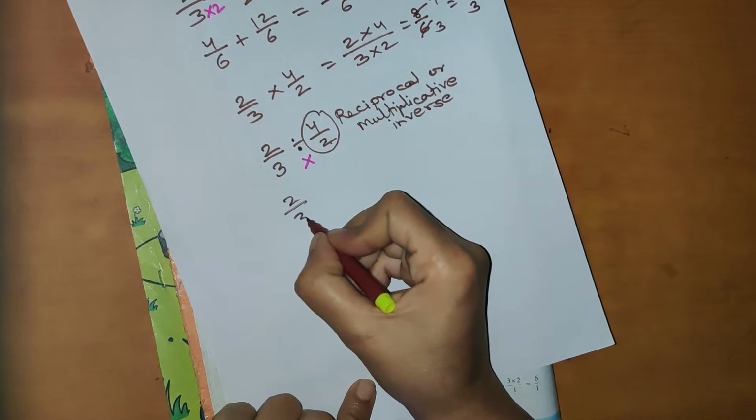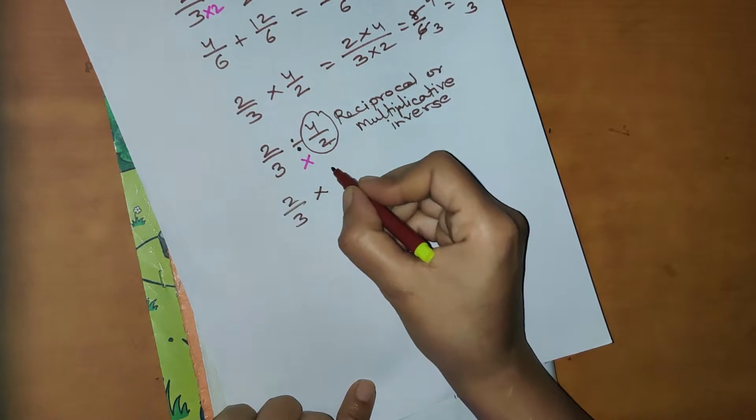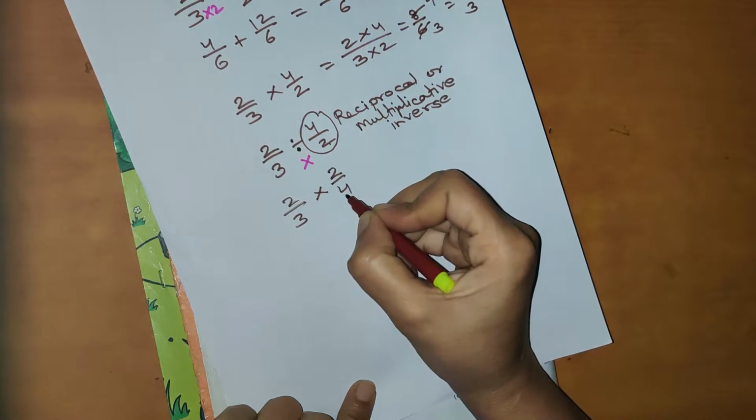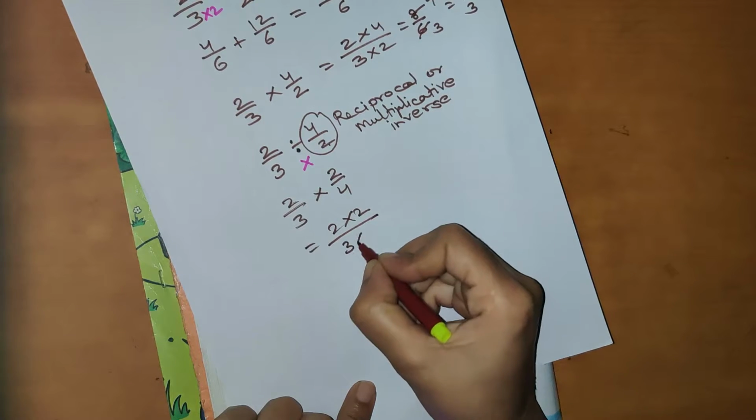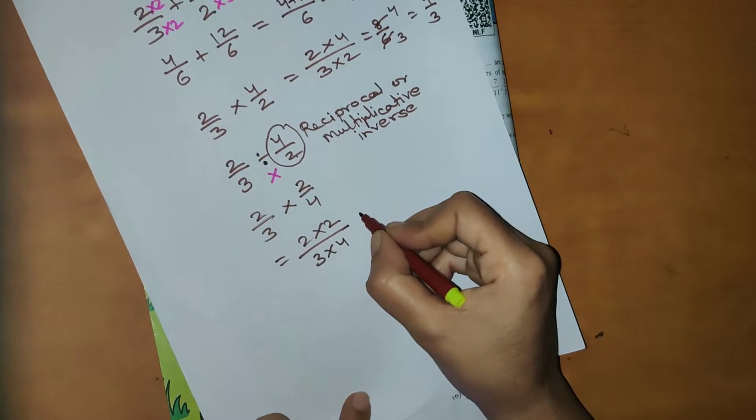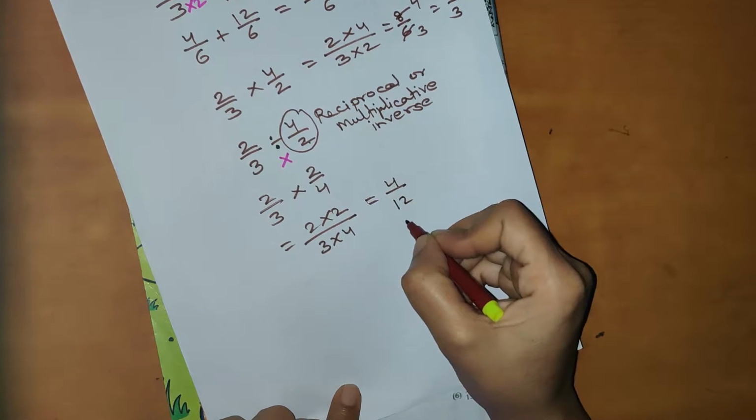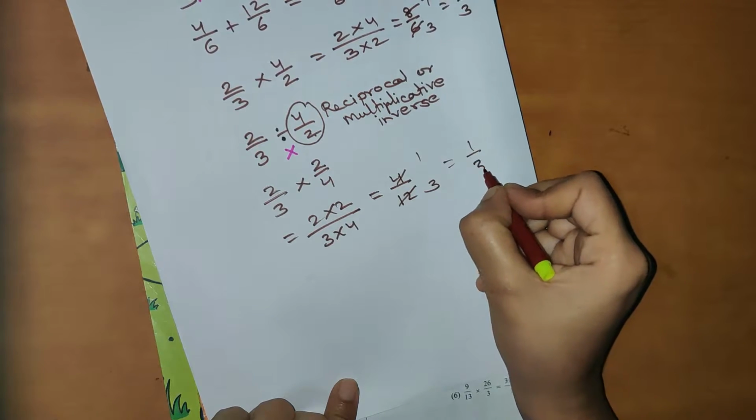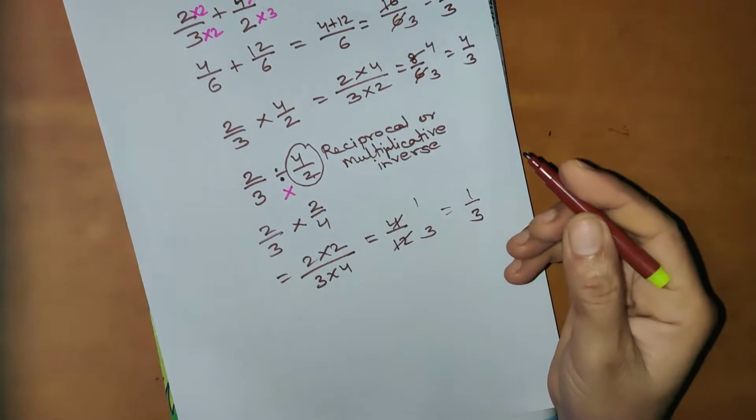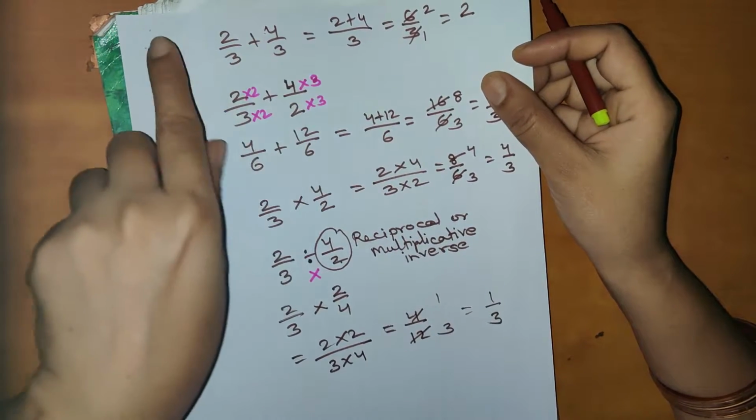So we will write 2 by 3 multiplied with, we have to write down the reciprocal, that is 2 by 4. Now you know that numerator is multiplied with numerator and denominator is multiplied with denominator. So 2 2s are 4, 3 4s are 12. Again, both are divisible by 4, 4 1s are 4, 4 3s are 12. So our answer is 1 by 3. So this was the operations on rational number.